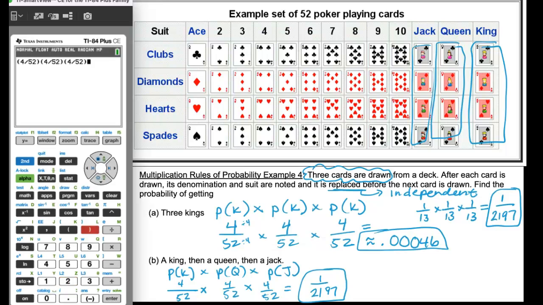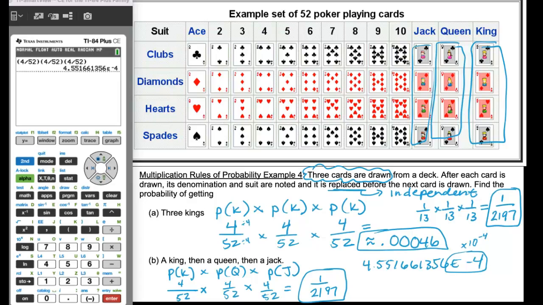I could put a times sign in between those, but I don't have to. Hit enter. Now this is important to notice. This is scientific notation. So when you see in the graphing calculator 4.551661356 e negative 4, that e negative 4 means times 10 to the negative fourth power.